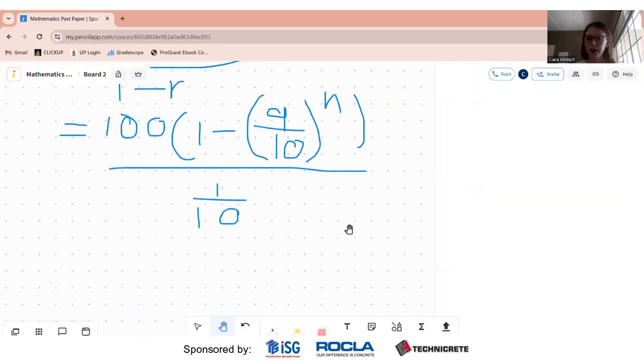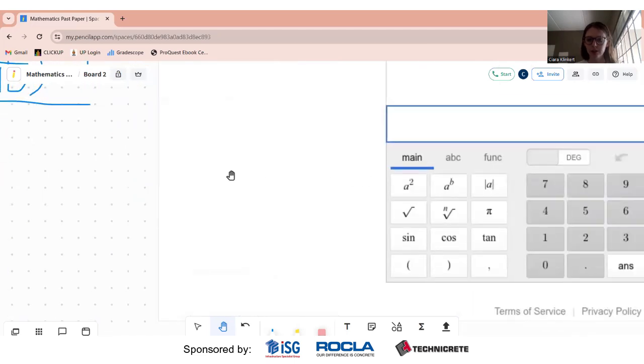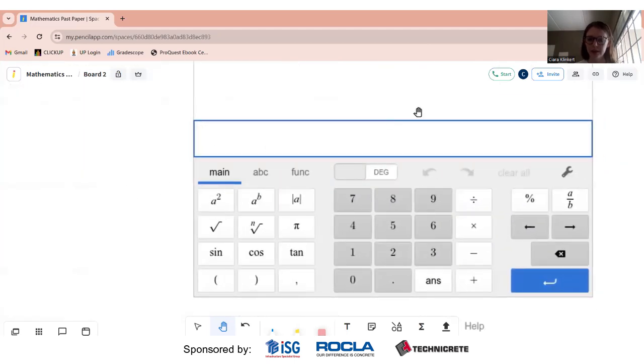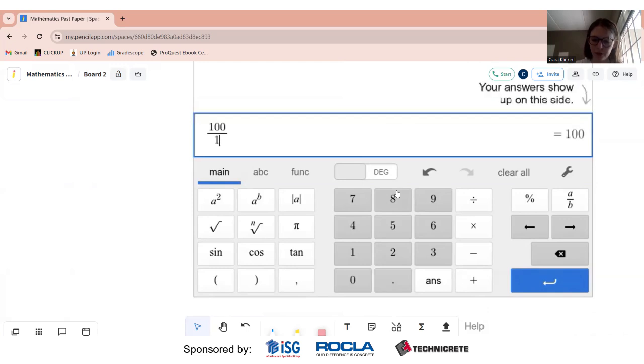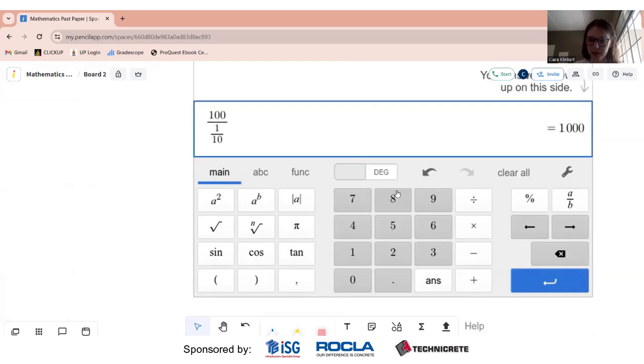So I want to calculate 100 divided by 1 over 10. So I'm going to come over here to my calculator, and 100 divided by 1 over 10 gives me an answer of 1,000. So that's great. I was right.